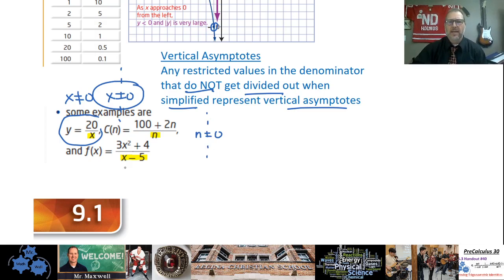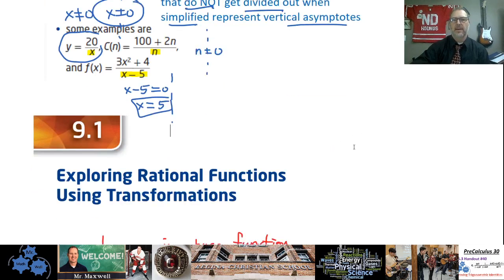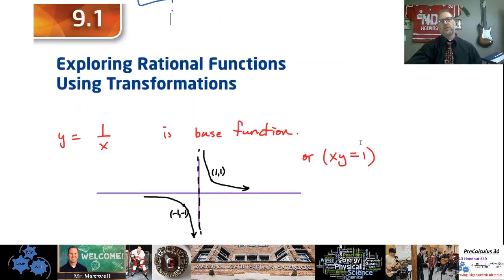Over here, x cannot equal +5. How do we find that out? Well, just let that denominator equal 0 and solve. So if x equals 5, that's the point where we have a problem here. We're dividing by 0. That is the vertical asymptote at x equals 5. Okay? So that's just an introduction to rational functions.